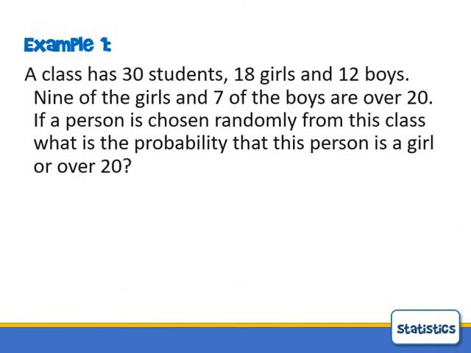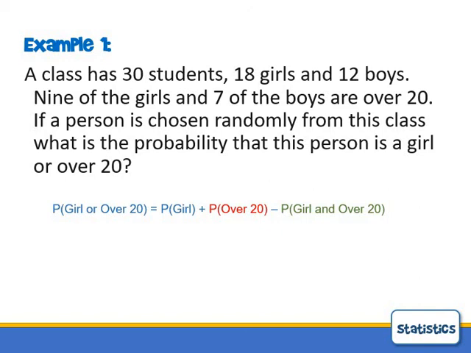Okay, here's an example where I'm going to have to use that formula. A class has 30 students, 18 girls and 12 boys. 9 of the girls and 7 of the boys are over 20. If a person is chosen randomly from this class, what's the probability that this person is a girl or over 20? There's a lot going on in this question.